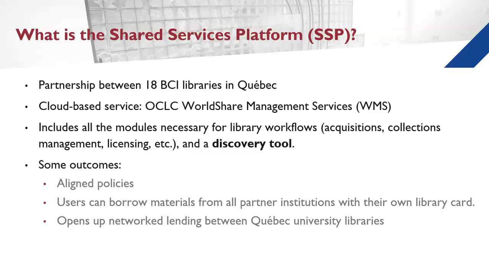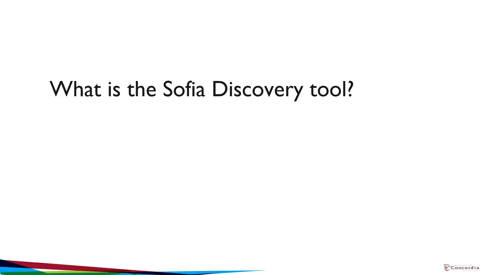Essentially what this means is that when users are in the Sofia Discovery tool, they will be able to make requests for books or other items directly from the lending library. So BCI will become one big library that people can borrow from. So now let's focus on the Sofia Discovery tool.